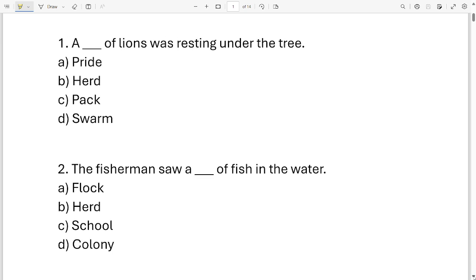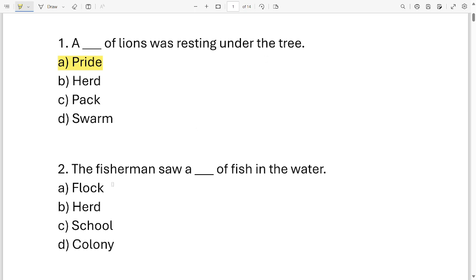The first sentence is, a dash of lions was resting under the tree. Now, which word am I supposed to fill in this blank? Is it pride, herd, pack, or swarm? Which option is correct? Is it option A, B, C, or D? And the correct option is option A. A pride of lions was resting under the tree. Let's move on to the next question.